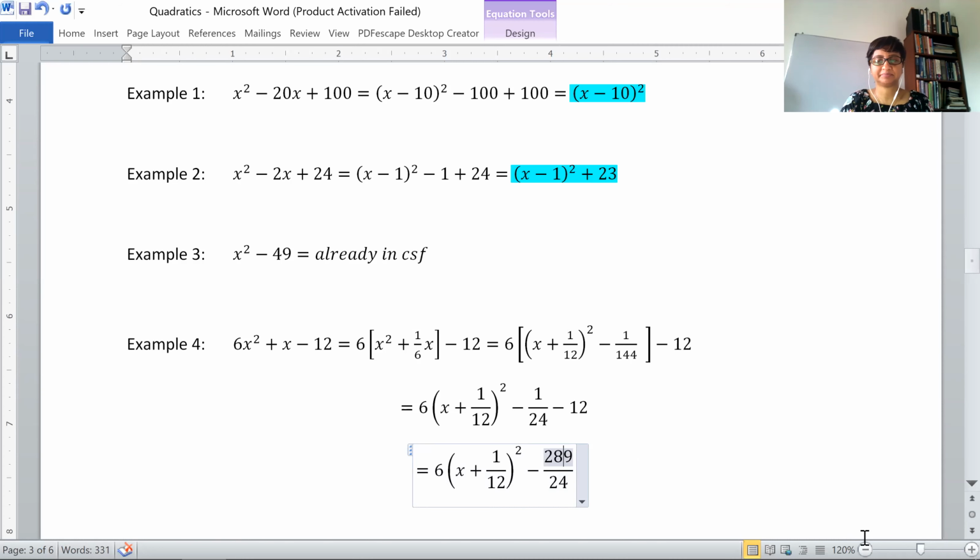289 over 24. You can use your calculators for any simplification. Don't waste time in the numerical computations. That's why you are allowed to use a calculator. What you are learning here is not how to multiply numbers and add numerical fractions. That's not what you're doing here. You're focusing on the method of completing the square. So for the little computation, you can use the calculator.